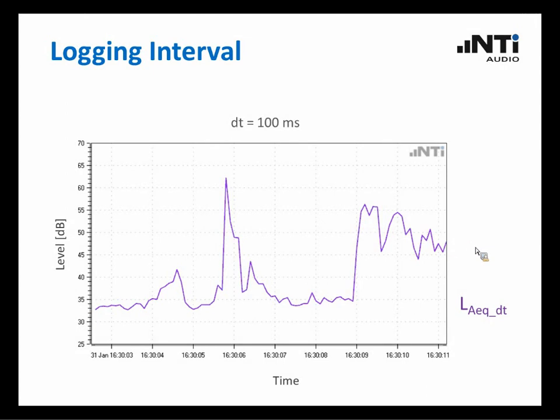So the LAEQ dt is a very good and much more stable indicator for what has happened than if you would display all these live levels in milliseconds interval. That wouldn't make any sense.